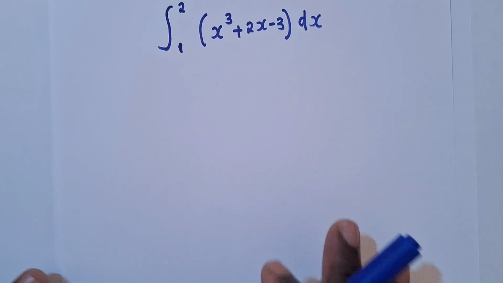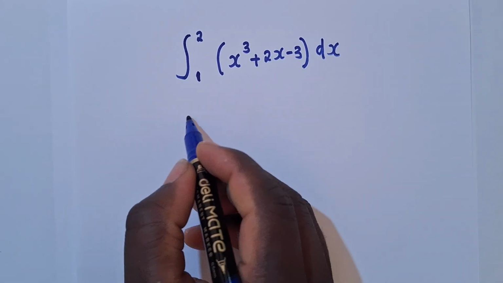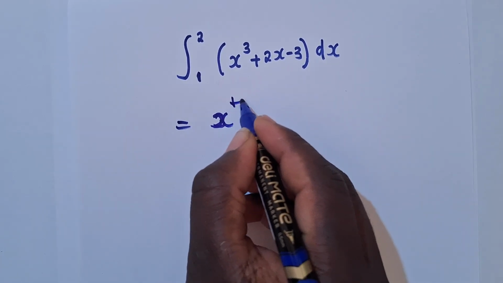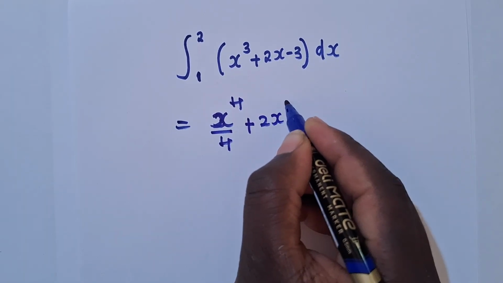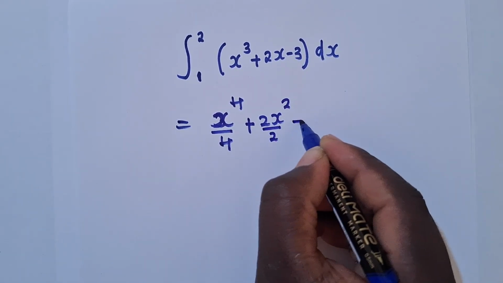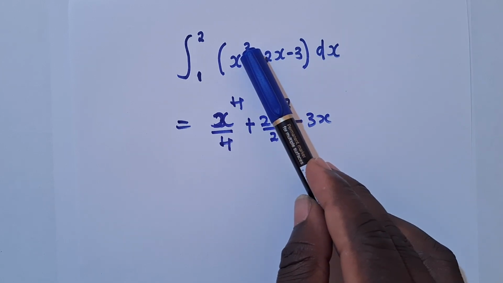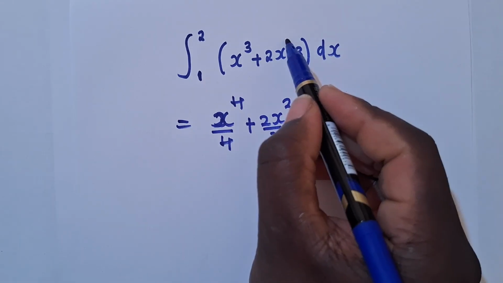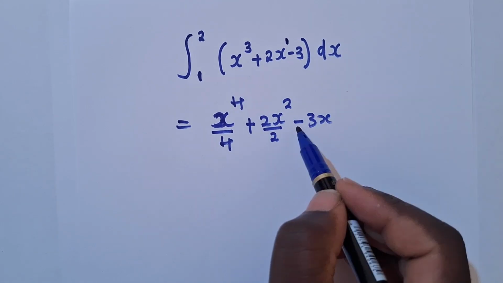For the second one, we can see that we don't have a denominator which is a variable right here. So we can just go direct by integrating. So this will be x power 4 over 4 plus 2x power 2 over 2 minus 3x. Let me just break down what I've just done here. Where there is x power 3 here, 3 plus 1 will give us power 4. This 4, write it as a denominator. There is an invisible 1 here. So 1 plus 1 will give us power 2. This power 2, write it here as a denominator, minus 3x.